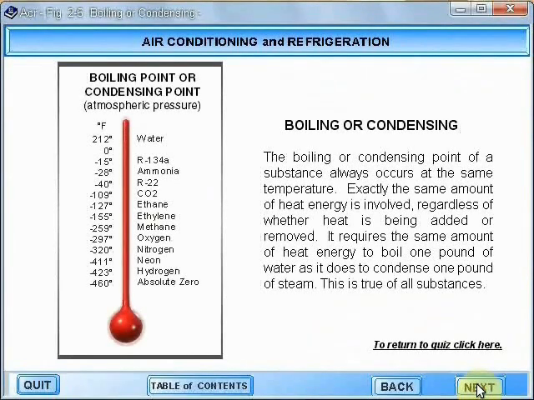The boiling or condensing point of a substance always occurs at the same temperature. Exactly the same amount of heat energy is involved, regardless of whether heat is being added or removed. It requires the same amount of heat energy to boil 1 pound of water as it does to condense 1 pound of steam. This is true of all substances.